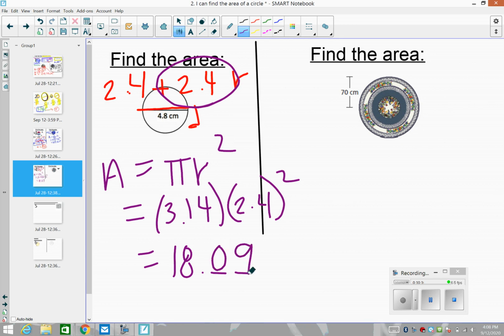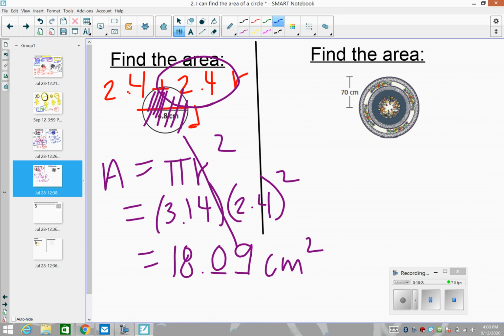The next digit would be 0, rounding to the 9. So look at your calculator there and see that I'm going to round that to what we call the hundredths place. 18.09 centimeters squared is the space inside. Yay! Coolio. 10-minute mark. Next problem.